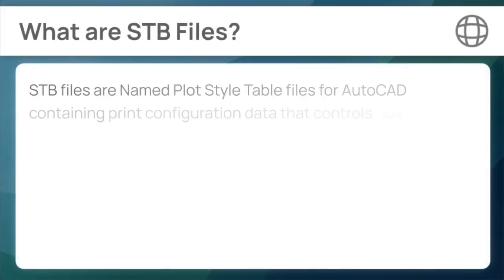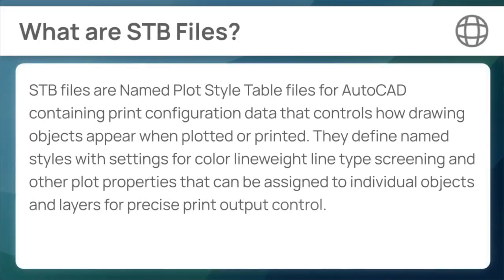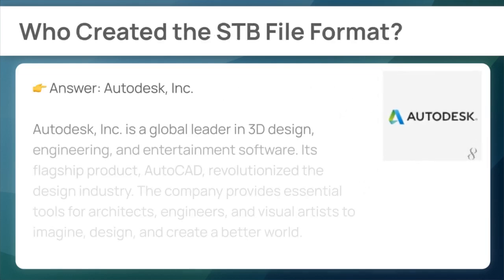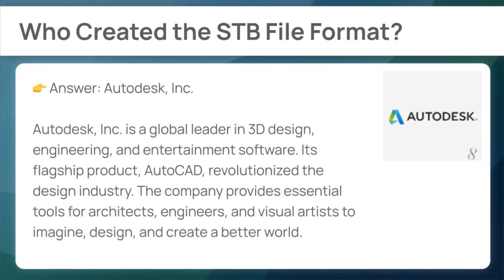STB files are named plot style table files for AutoCAD containing print configuration data that controls how drawing objects appear when plotted or printed. They define named styles with settings for color, line weight, line type, screening, and other plot properties that can be assigned to individual objects and layers for precise print output control.